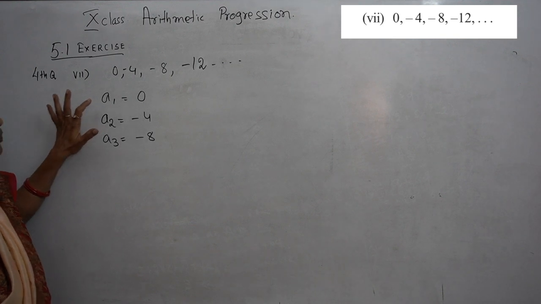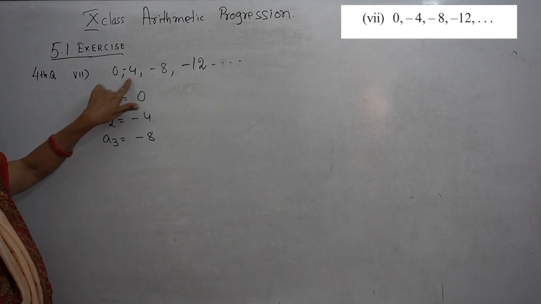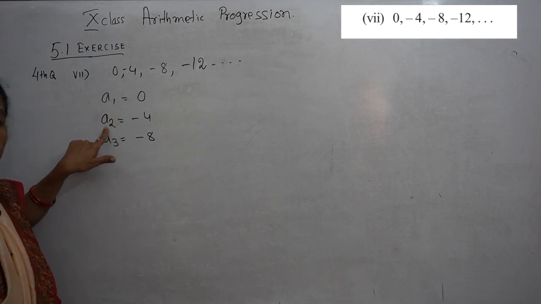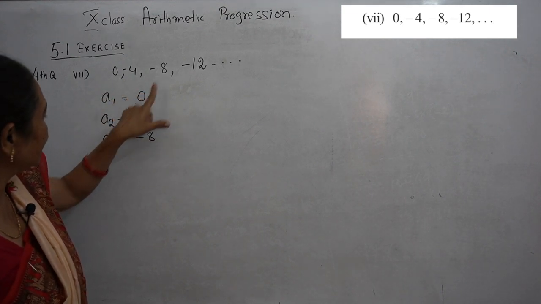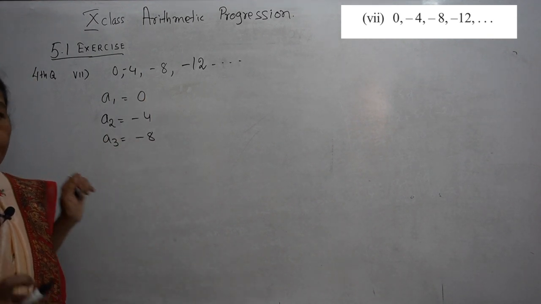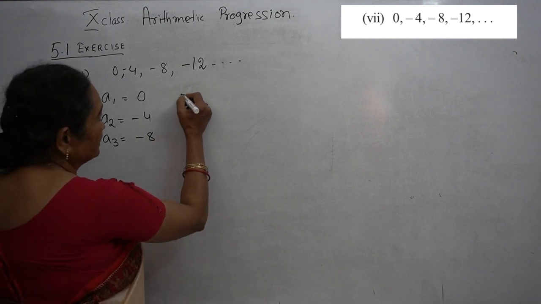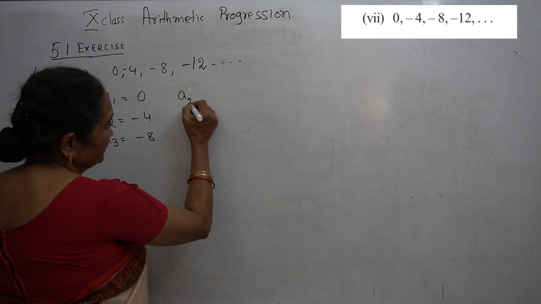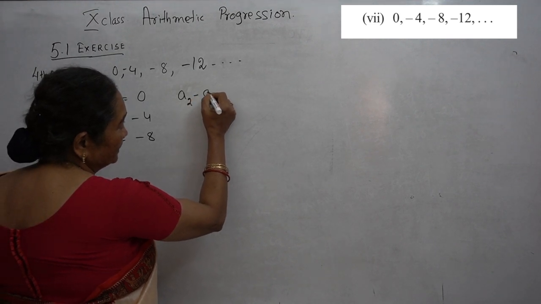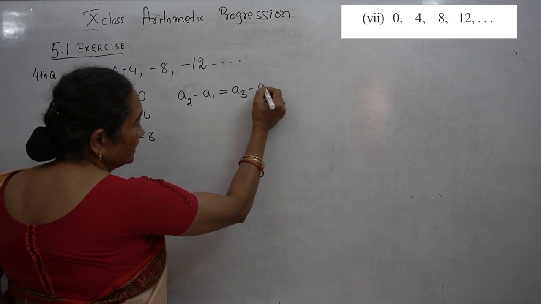So here A1 is 0, then A2 is -4, and A3 is -8. From this we can know whether it is in AP or not. How? By knowing the common difference. So how to know the common difference? To find this, A2 minus A1 should be equal to A3 minus A2.